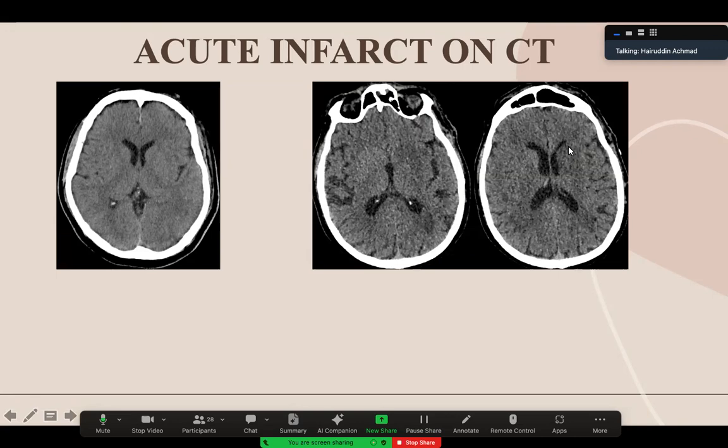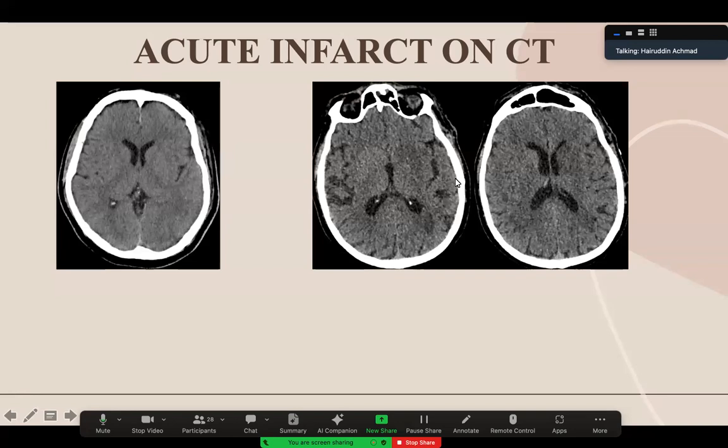It involves the caudate nucleus and the lentiform nucleus. So we take this as a comparison. Instead of seeing hyperdensity in the caudate nucleus and the lentiform nucleus, we are seeing hypodensity involving the gray matter. This structure should actually be hyperdense, but they appear to be hypodense. So this is a stroke in the left basal ganglia.